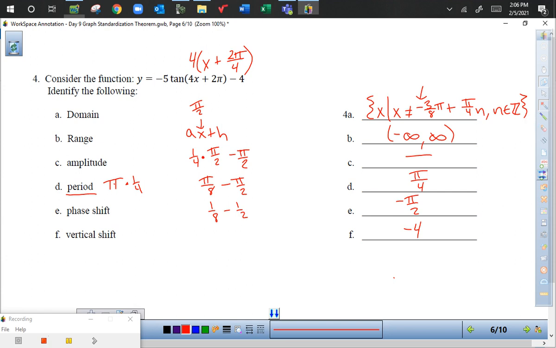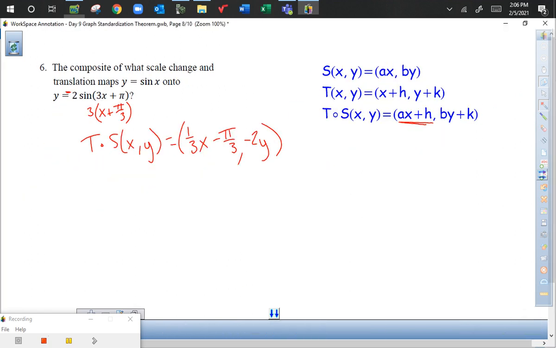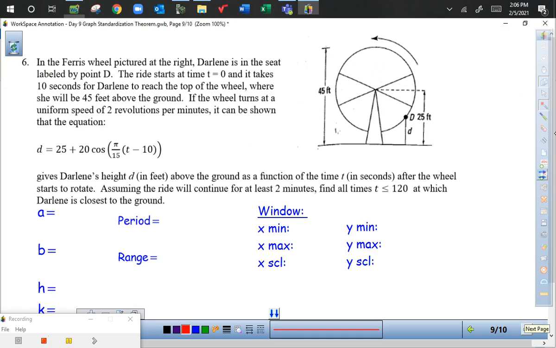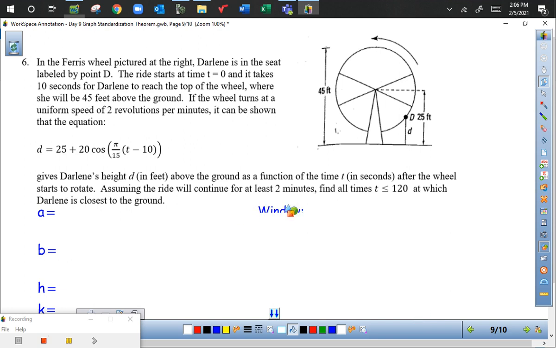Okay, next thing we're going to do is a word problem. I want you to go ahead and just start reading through that. In general, when we're talking about word problems, or any problem on this whole second half of the chapter, when you see an equation or a graph, we need to know A, B, H, and K, or the amplitude and the period, so we can answer questions about them.